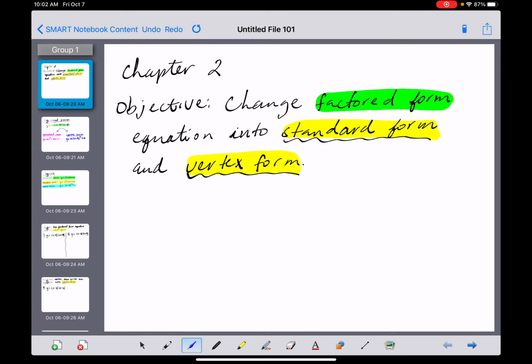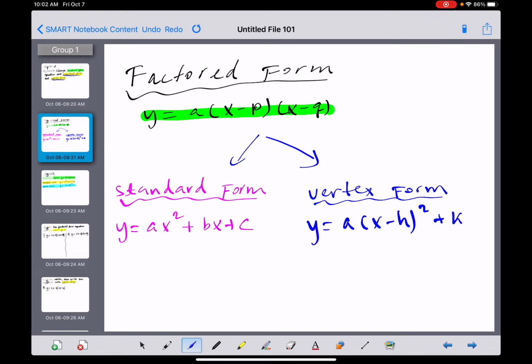Okay guys, in this lesson we're going to learn how to convert from factor form into standard form and vertex form. Okay, so let's review those forms that we've learned so far. So far we learned how to graph in factor form, standard form, and vertex form, correct? So now we're going to learn how to convert those equations from one form to another.